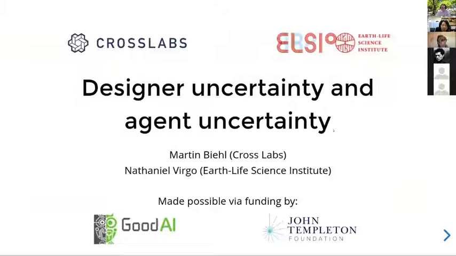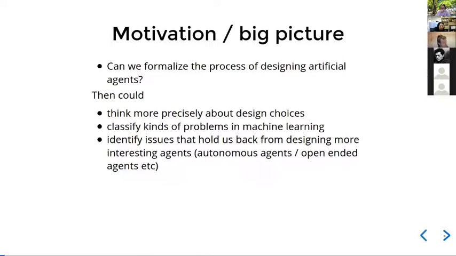this is work with Nathaniel Virgo also, who you saw before. And it's also funded by the same agencies. So in this work, one way to put it into some kind of scope is to try to formalize the process of designing artificial agents.